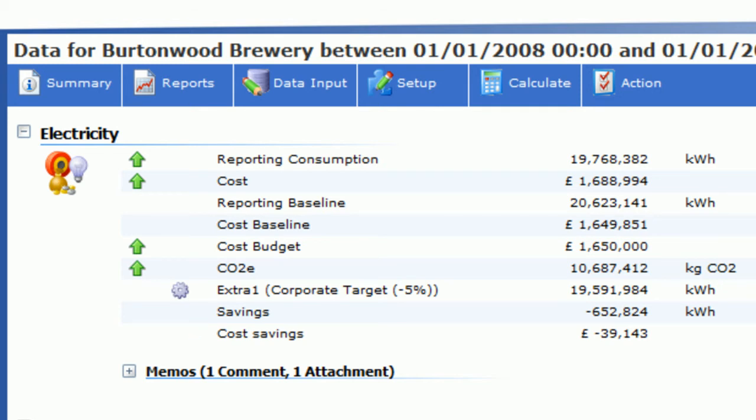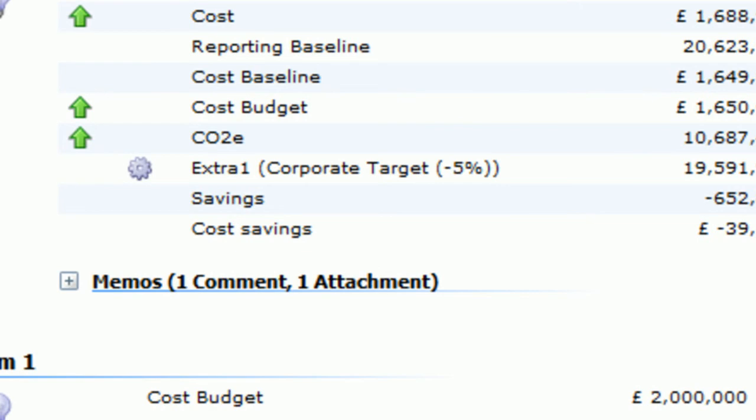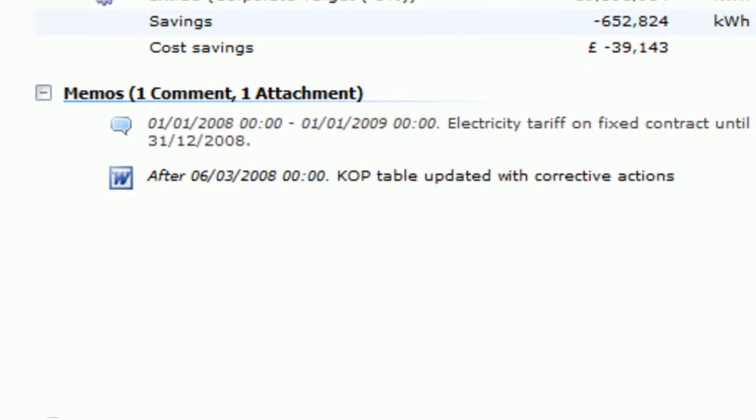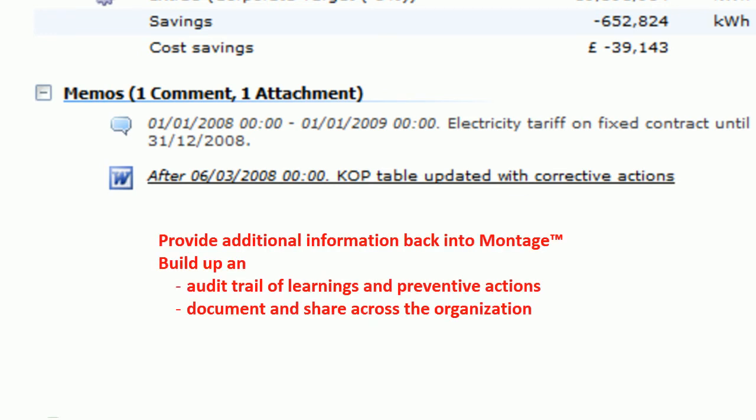You will also notice that on some of these utilities we have an entry which we're calling Memos. In this case, you will see that I've entered a comment as well as an attachment of a Microsoft Word document. So the idea behind our memos is this provides you as the user the ability to provide some additional information back into Montage. A very useful feature if you want to build up an audit trail of what you have done, or some learnings or preventive actions that you have put in place as a result of trying to improve energy efficiency, and then share those learnings across the organization.